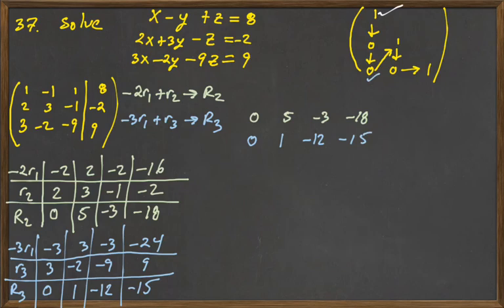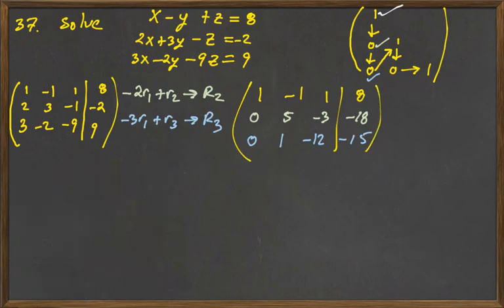We did use row 1 for both of those row operations, but we didn't replace row 1. We only replaced rows 2 and 3. So row 1 is row 1. Okay, so we are done with the first column.